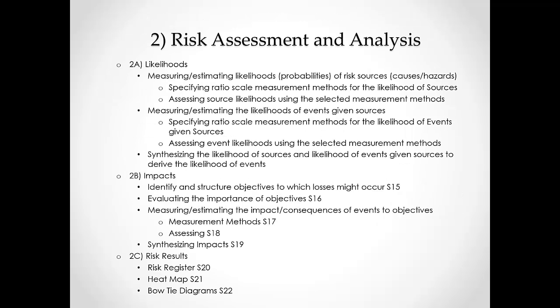Second, the assessment and analysis of risk includes deriving ratio scale measures of event likelihoods, ratio scale measures of event impacts, analyzing the resulting product or risk, and communicating the risks using a risk register, heat map, and bow tie diagrams. We will look at these later in another video.